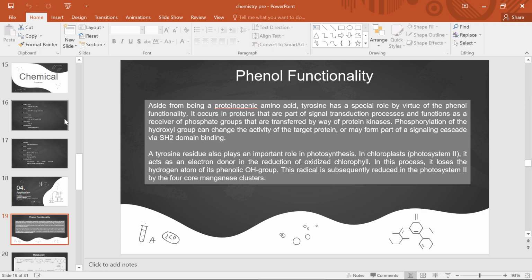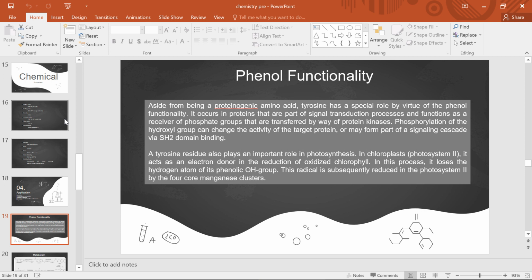A tyrosine residue also plays an important role in photosynthesis. In chloroplast photosystem 2, it acts as an electron donor in the reduction of oxidized chlorophyll. In this process, it loses the hydrogen atom of its phenolic OH group. The radical is subsequently reduced in the photosystem 2 by the 4 core manganese clusters.